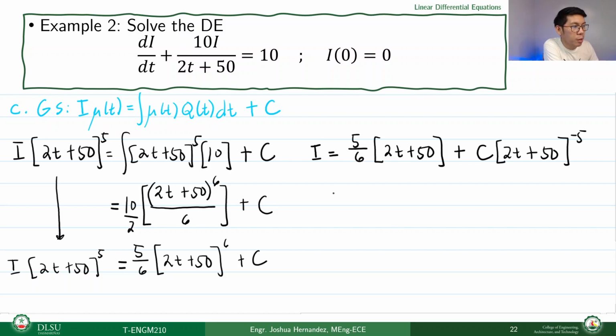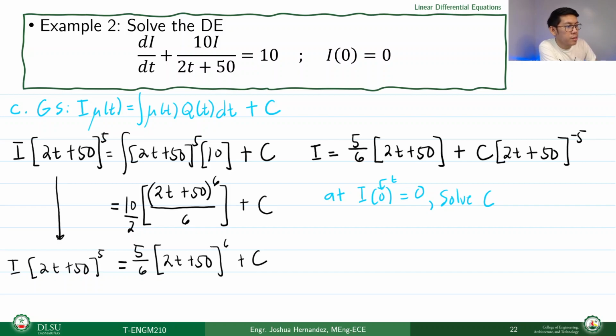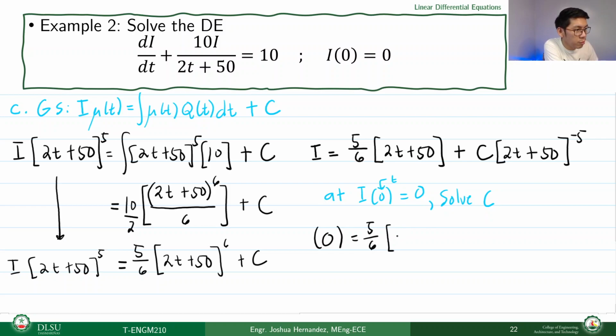Yan. Now, tapos na ba tayo? Hindi pa. Kasi, kailangan pa nating i-apply yung ating condition. And that is I is 0 when t is equal to 0. Now, we apply this condition for us to solve for c. So, let's go ahead and do that. We have 0 equals 5 over 6 times 2t plus 50, that will be 2 times 0 plus 50, plus c times 2 multiplied by 0 plus 50 raised to negative 5.